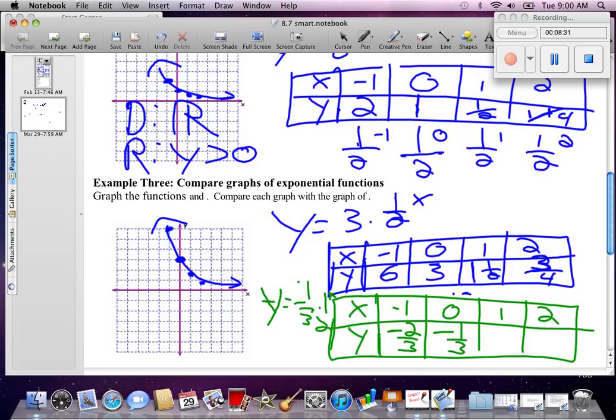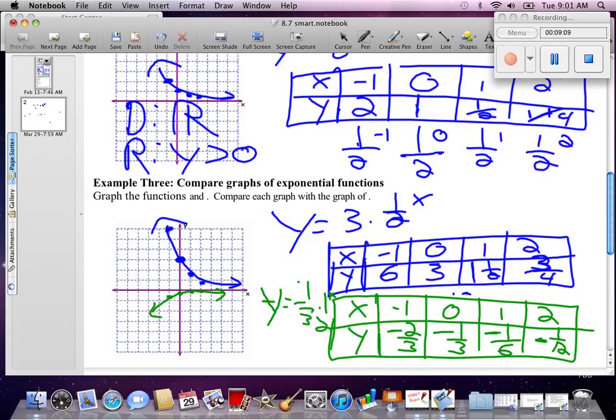Terrence, what is 1/2 to the first power? 1/2. 1/2 times negative 1/3 is negative 1/6. Tabitha, what is 1/2 squared? 1/4. 1/4 times negative 1/3 is negative 1/12. And then we graph it. We've got negative 1, negative 2/3, 0, negative 1/3, 1 is 1/6, and 2 is 1/12.